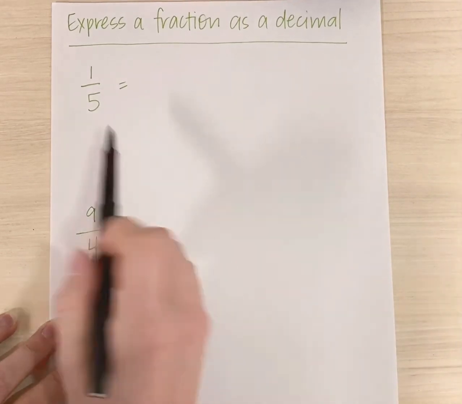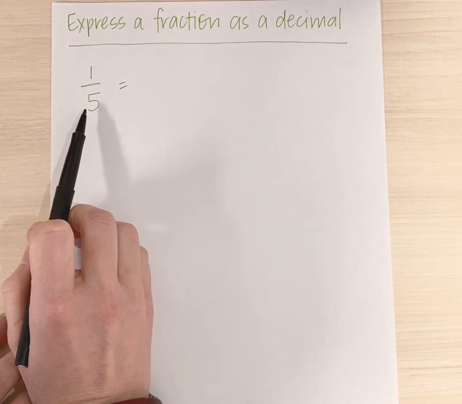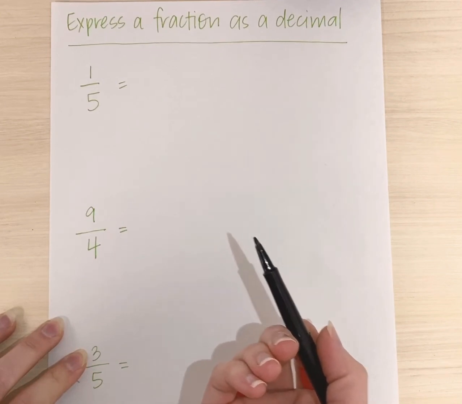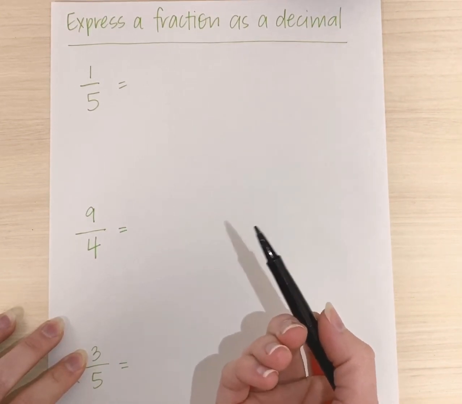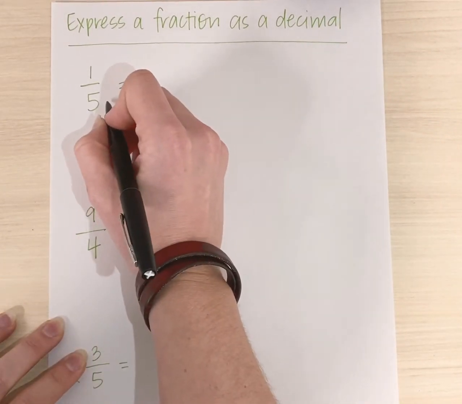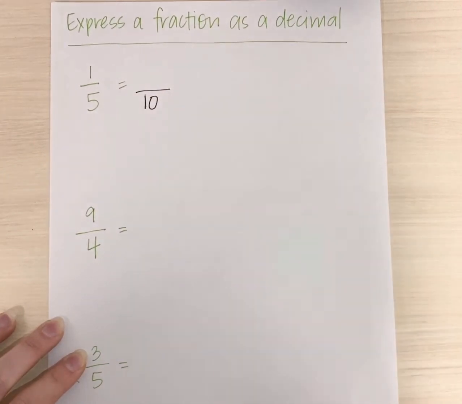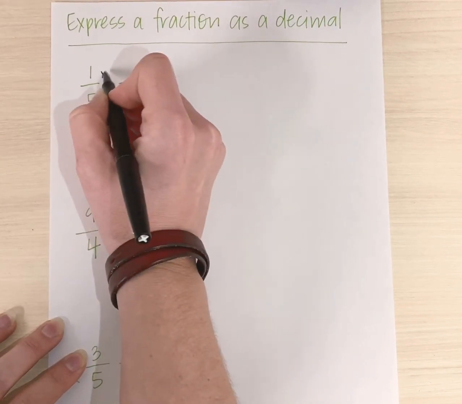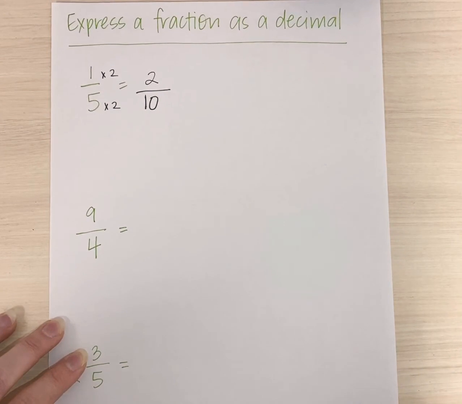So if we have 1/5, what we talked about was that we don't have a place value called fifths, but we do have tenths and hundredths. So I know how to find an equivalent fraction that has a denominator of 10 or 100. So since 10 is close to 5, I'm just going to set this up and make it have a denominator of 10. So 5 times 2 is 10. 1 times 2 is 2. So 1/5 is equivalent to 2/10.